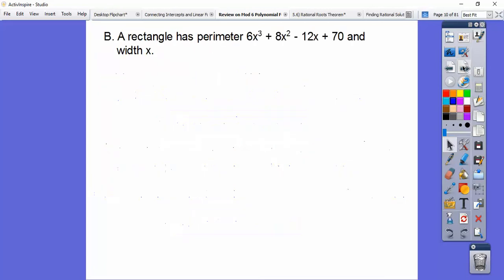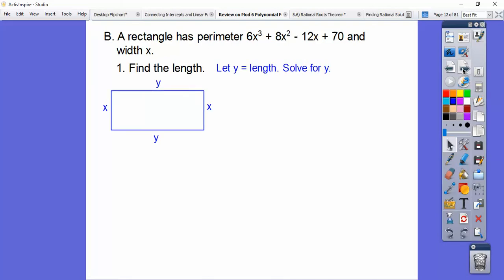Okay, a rectangle has perimeter 6x cubed plus 8x squared minus 12x plus 70 and width x. The first one says find the length. What we got to do is draw a rectangle, and I called the widths x and the lengths y's. If we add them up, x plus y plus x plus y is 2x plus 2y. That's going to equal the perimeter right there. Let's go ahead and do that, and we're solving for y because that will be our length.